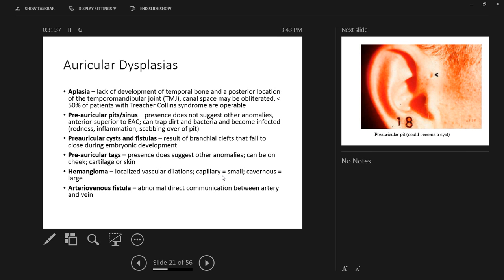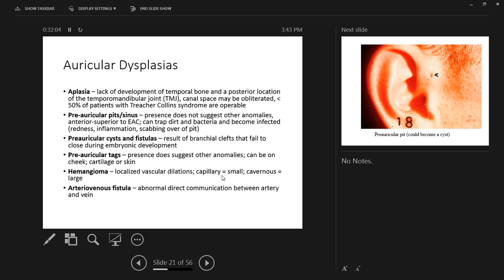Preauricular tags. Skin tags happen, and it's actually very common to have a preauricular tag, particularly from one of these branchial arches failing to fully migrate into the position it's supposed to be in. These tags can either be cartilage or they can be skin. Typically, they're just excised by plastic surgery or perhaps by the otolaryngologist.